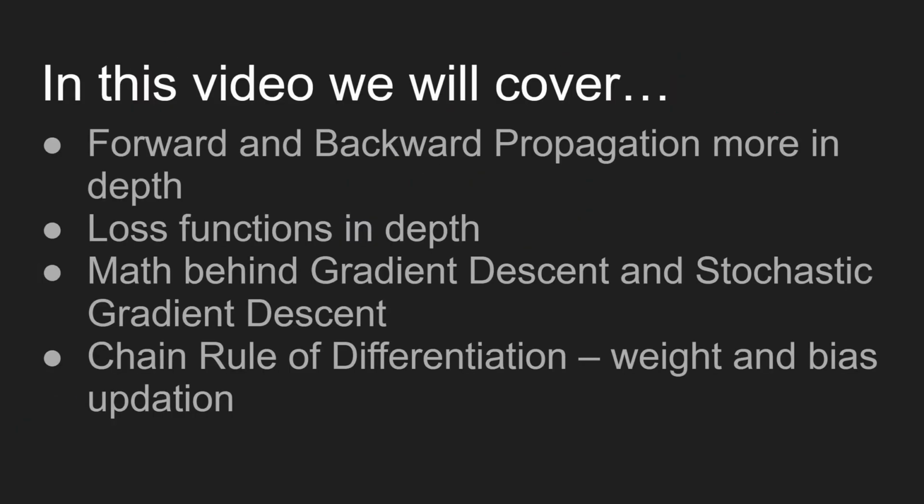So in this video, we'll cover forward and backward propagation, and it's going to be more in depth. We covered it in the last video, but I'll be discussing it again. And we'll cover different types of loss functions, and we'll talk about the math behind gradient descent and stochastic gradient descent. It's going to be very intuitive. And we're going to talk about the chain rule of differentiation, which allows us to update weights and biases. So let's jump into the video.